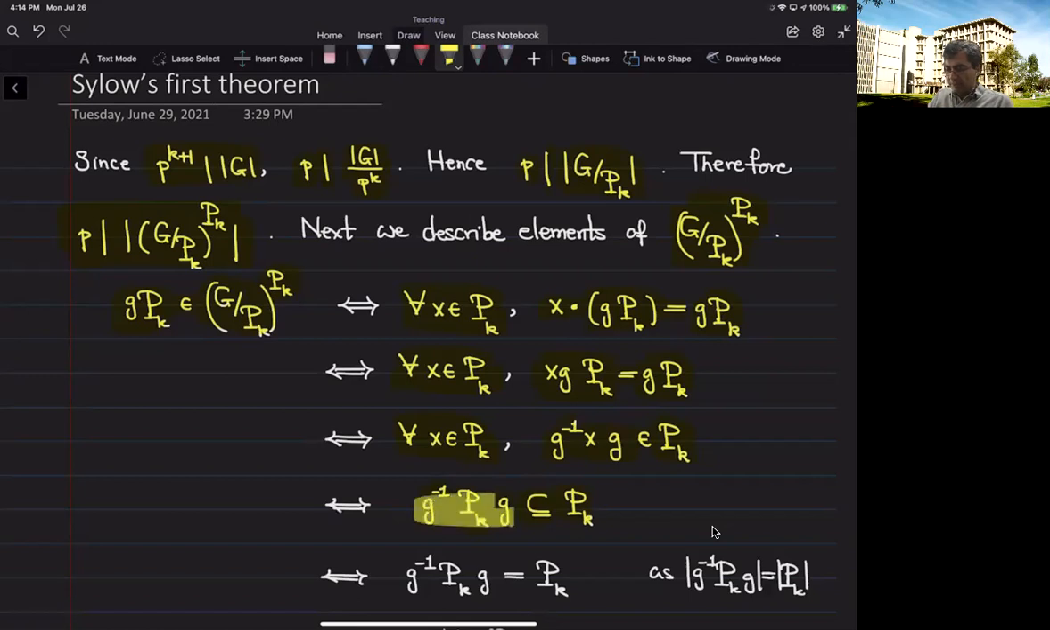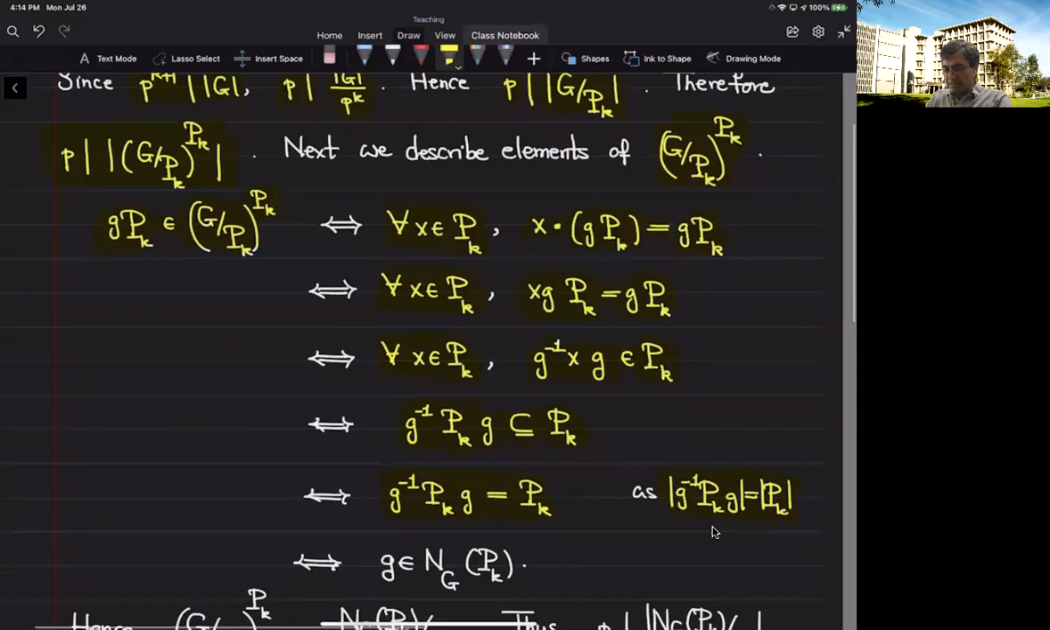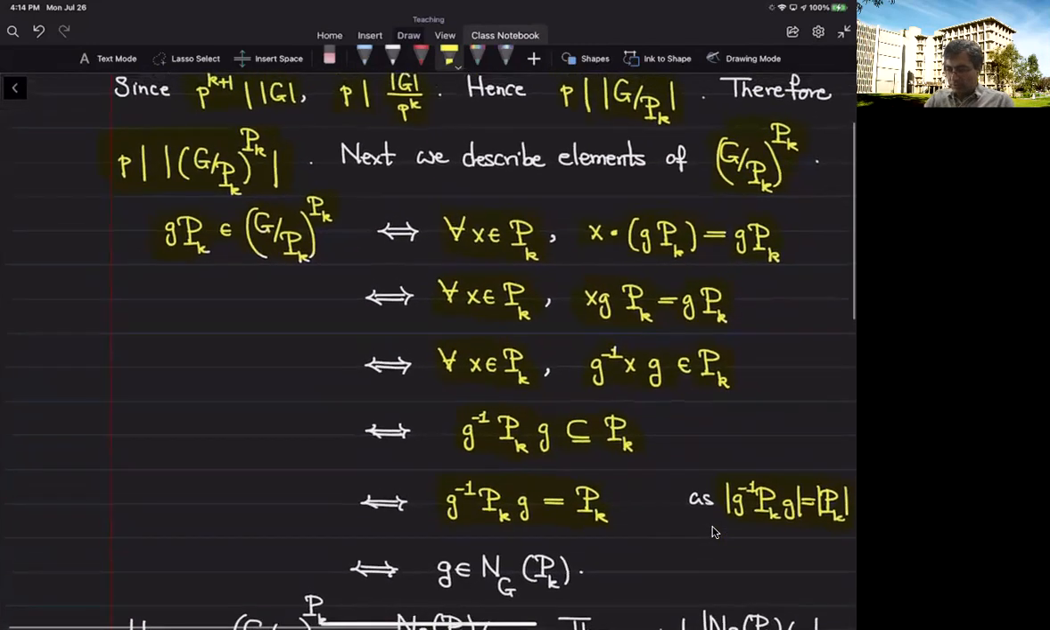But notice, these are finite sets, and they have the same cardinality because conjugation is a bijection. In fact, it's an automorphism. So this has the same cardinality as this one, and this is a subset of this one. Therefore, they are equal sets. Remember, that means G belongs to the normalizer. So I can simply multiply both sides by G, and from here I get that P sub k G equals G P sub k, and that we call the normalizer subgroup of P sub k.